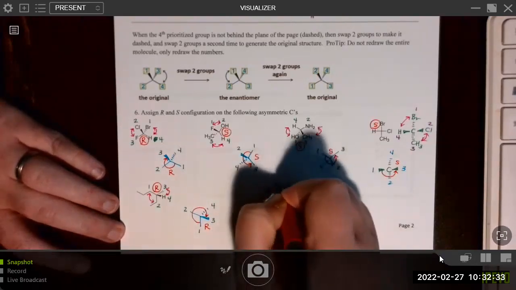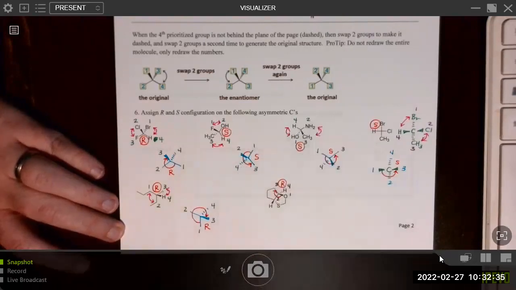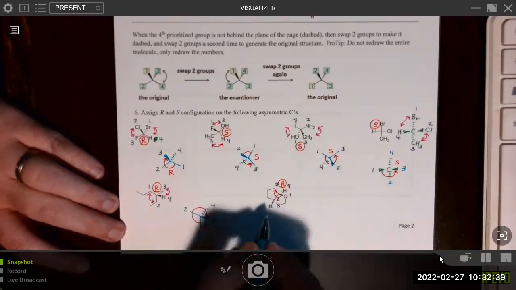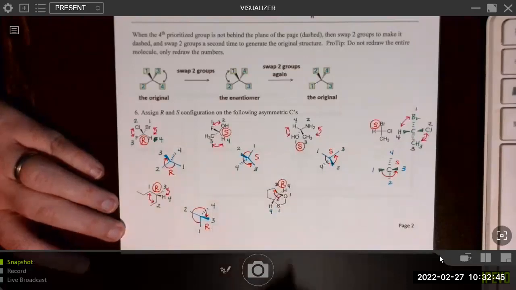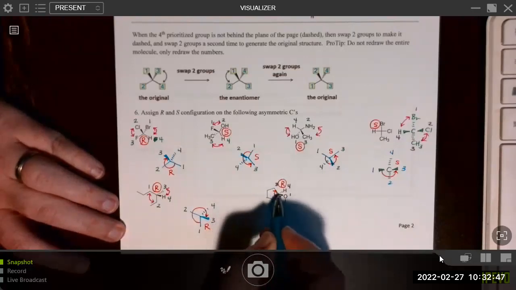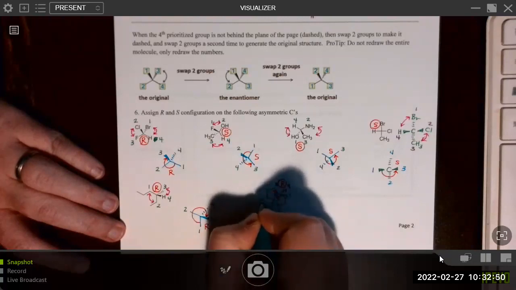Clockwise is our analysis. And then for the other one, we have sulfur, carbon, carbon, hydrogen. So sulfur is priority 1, hydrogen is priority 4. These are a tie, but this one will end up being 2 and 3.